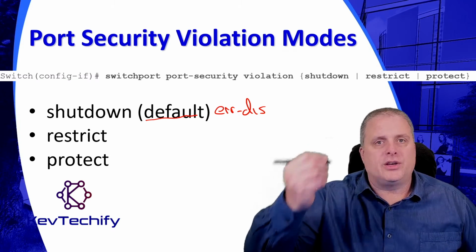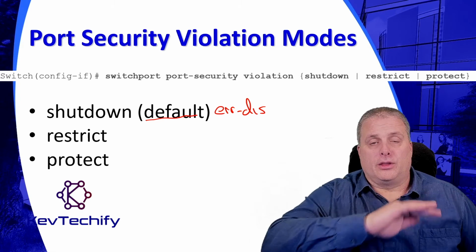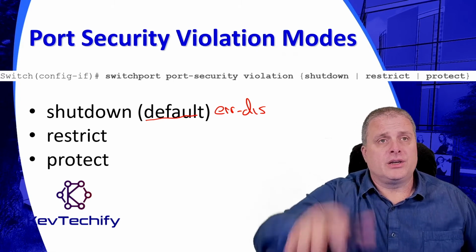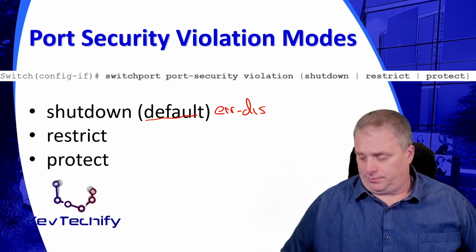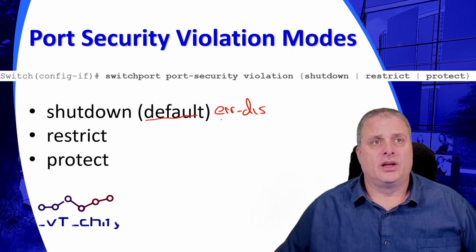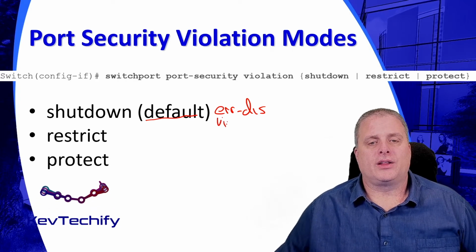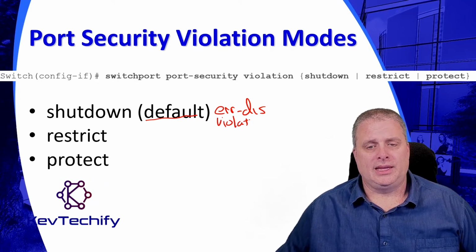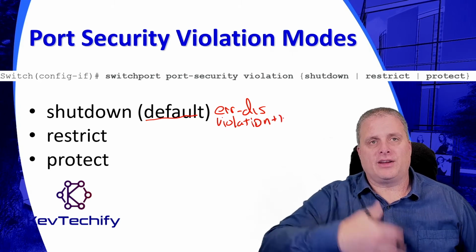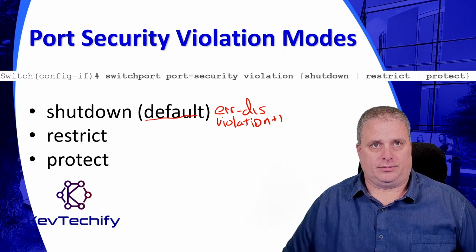So it'll show up in your system logs that there was a violation. We put it into err-disable mode. It increments the violation counter. So the violation counter gets incremented by 1, so you can see it going up. It'll give you an idea how many violations are on your network.